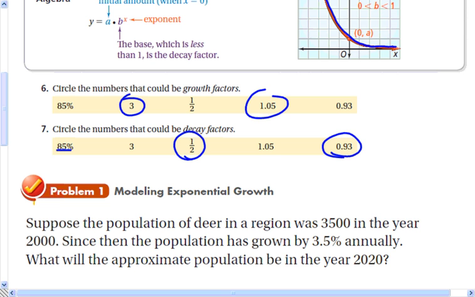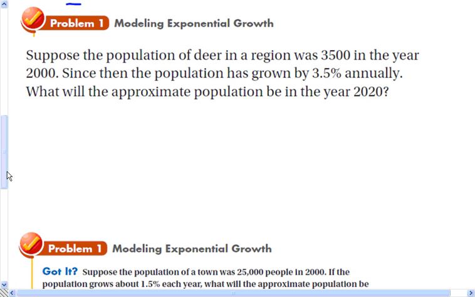But in fact, a percent isn't a decay factor. If you change it to the decimal value, then now it's a decay factor. And more specifically, if we're losing 15%, then we would use that decay factor. All right, so let's do some problems with exponential growth and decay.